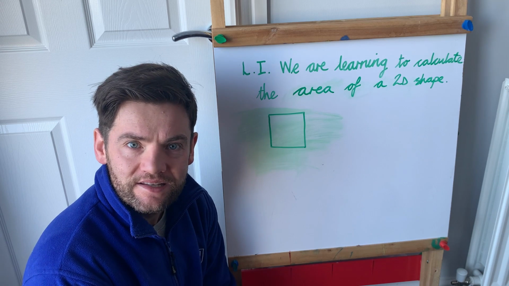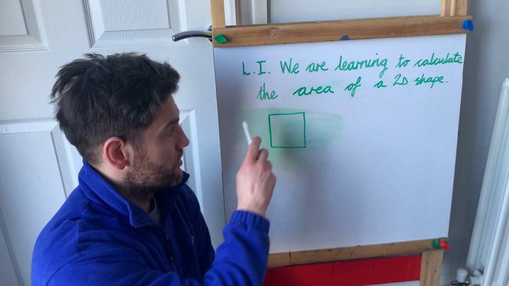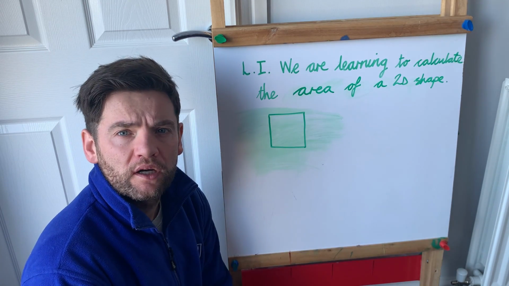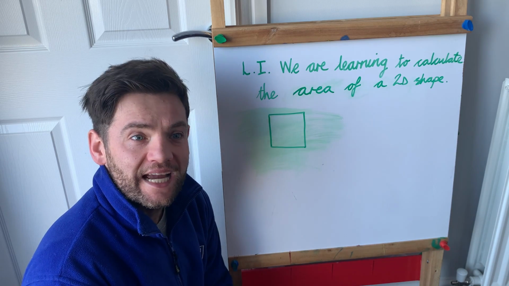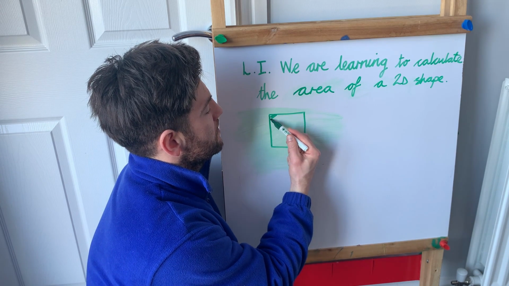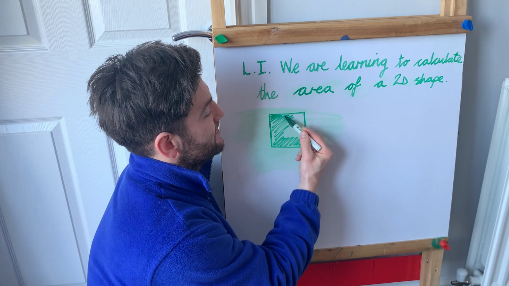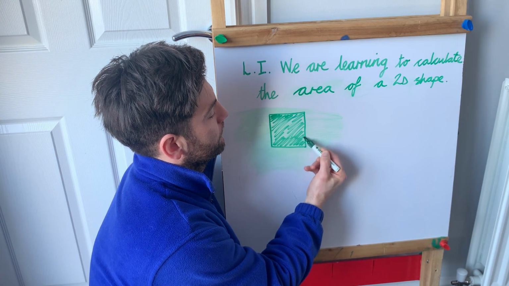So what is the area of a 2D shape? Previously we looked at the perimeter, which was the outside of the shape, but the area is the inside. So I'll just shade the inside to let you see what part of the shape we're going to work out today. So this is the inside of the shape.